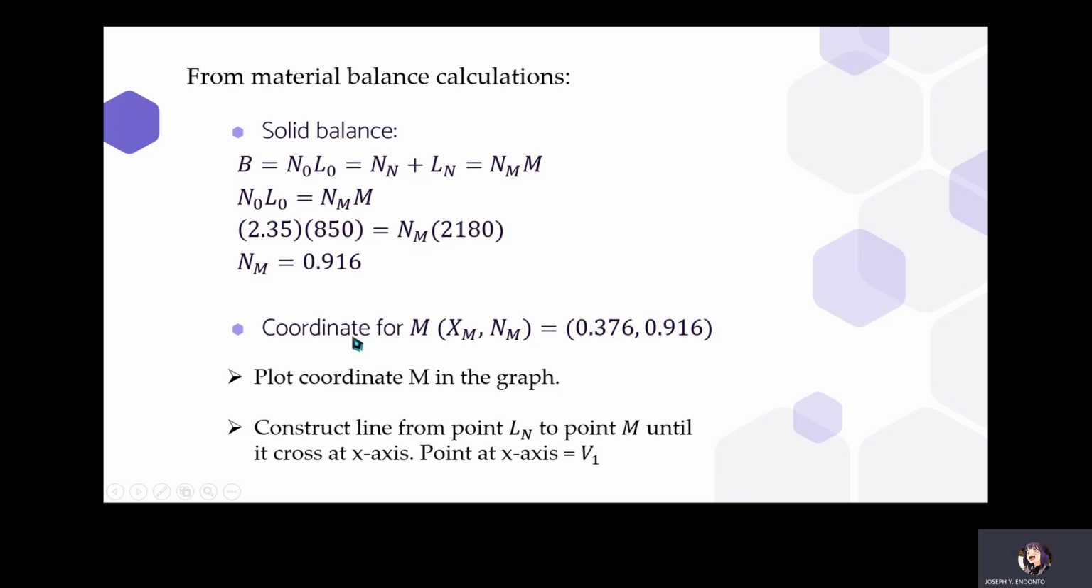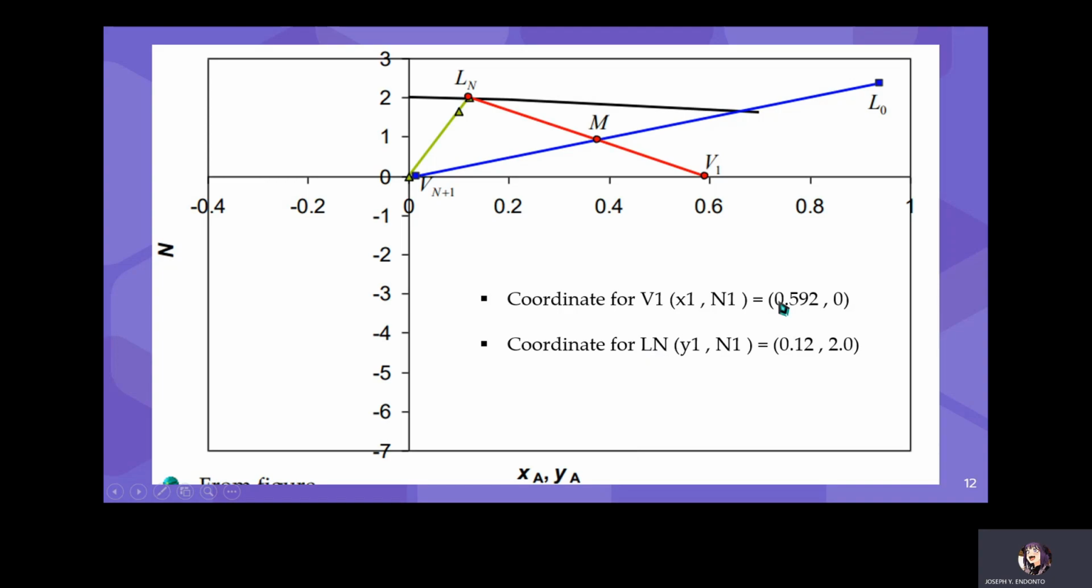In plotting the coordinate m in the graph, we have to construct a line from point L sub n to point M until it crosses the x-axis, and the point on the x-axis is equal to V sub 1. So this is the second graphical representation where we insert the coordinate for V sub 1, which is x sub 1 and n sub 1, and the coordinate for L sub n, which is y sub 1 and n sub 1.